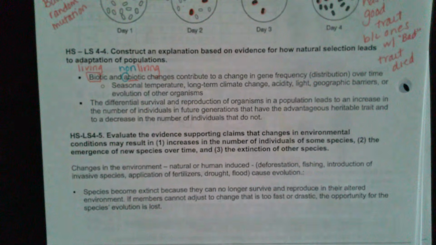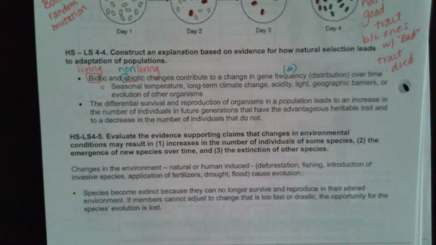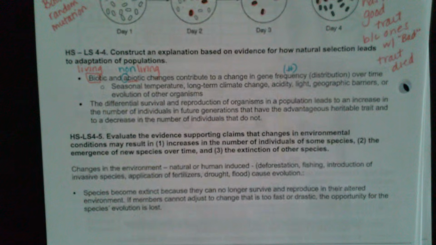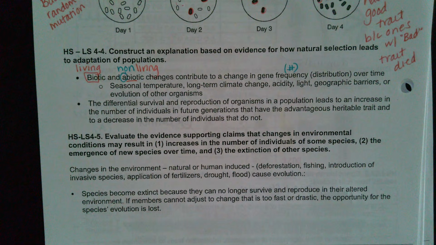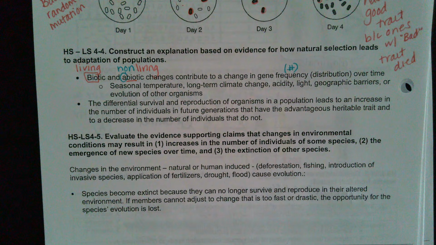Biotic and abiotic changes contribute to a change in gene frequency. We already said frequency up above means number. Over time, seasonal temperatures, long-term climate change, acidity, light, geographic barriers, or evolution of other organisms, any of those factors could influence how well an organism survives and then reproduces. The end goal is that you need to reproduce in order to have your genetics, your genes, move on to the next generation.